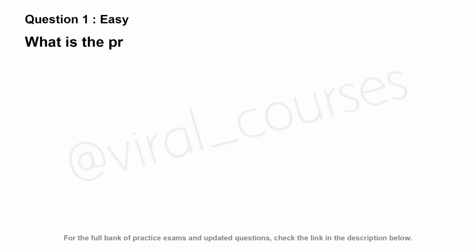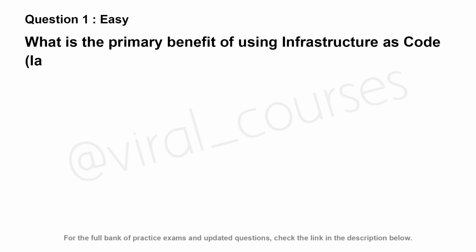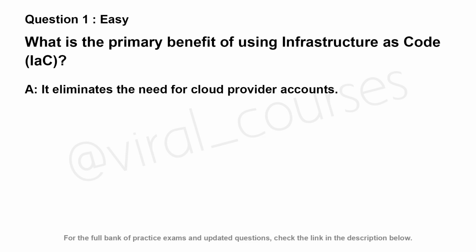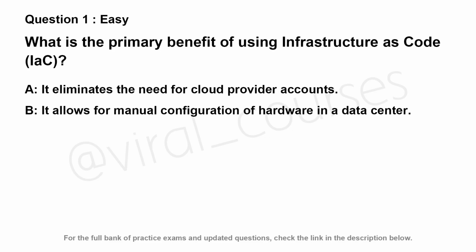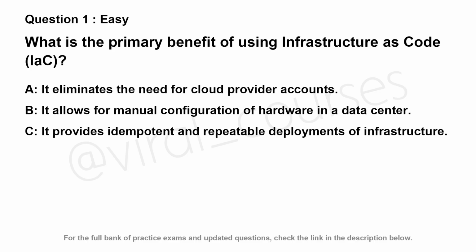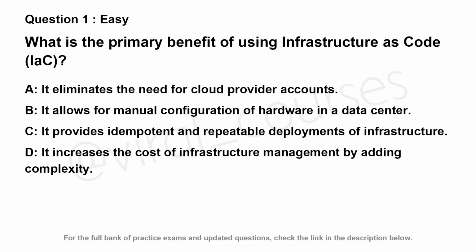What is the primary benefit of using infrastructure as code, IaC? Option A. It eliminates the need for cloud provider accounts. Option B. It allows for manual configuration of hardware in a data center. Option C. It provides idempotent and repeatable deployments of infrastructure. Option D. It increases the cost of infrastructure management by adding complexity.